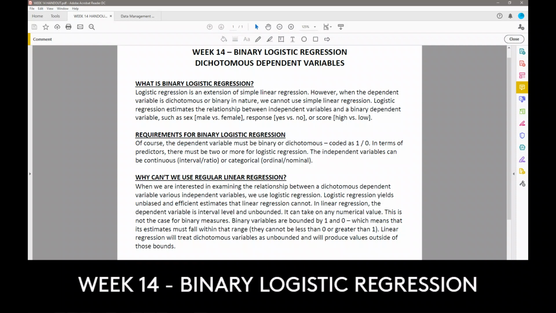Binary logistic regression. This is a type of regression similar to the linear regression models that we discussed last week. However, binary logistic regression is specifically designed when you are estimating an outcome variable that is dichotomous or binary. Okay.